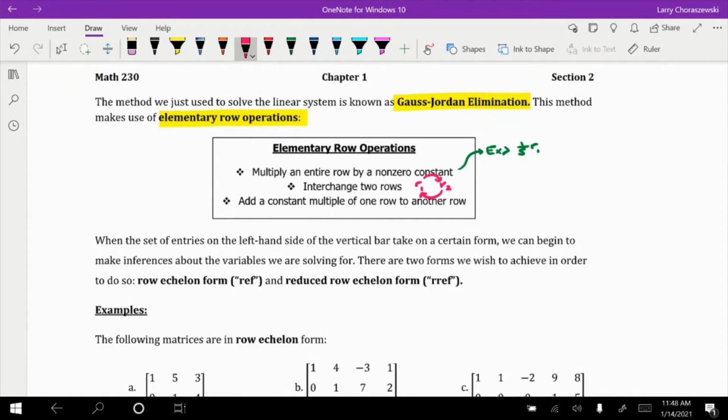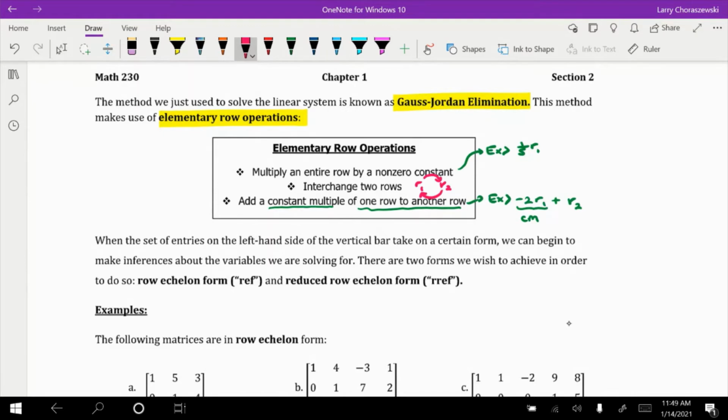We did do a couple of instances of the third elementary row operation, where it's adding a constant multiple of one row to another row. So one step from that last page was -2 row 1 plus row 2. That's what we mean by adding a constant multiple of one row to another. This is the constant multiple part of it.